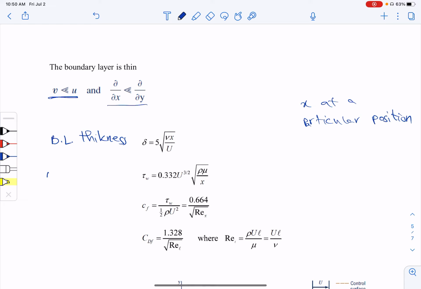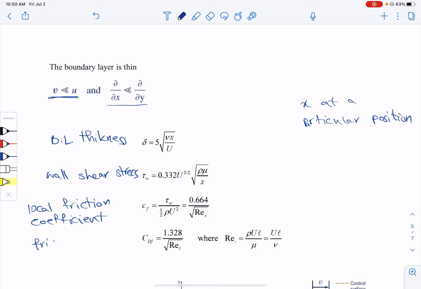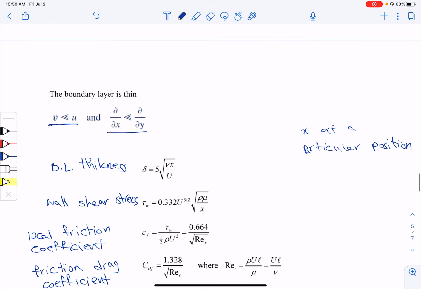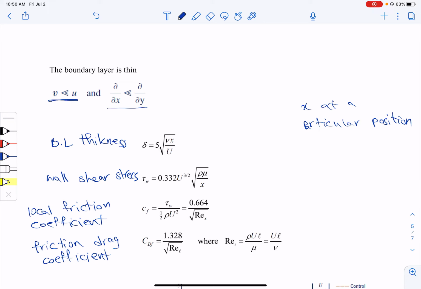And this one right here, we call it the wall shear stress. And this is the local friction coefficient. And this one is the friction drag coefficient. Right? And all these are valid for a laminar flow over a flat plate.